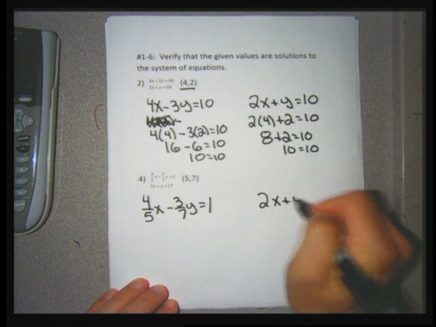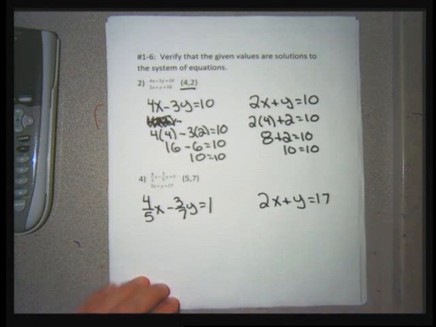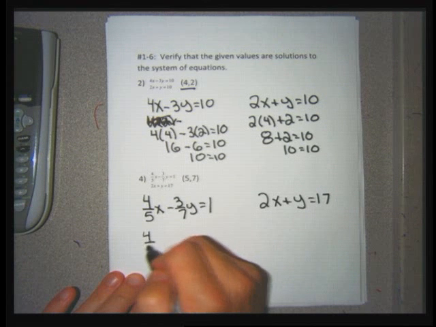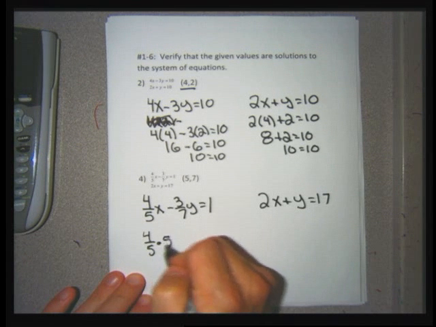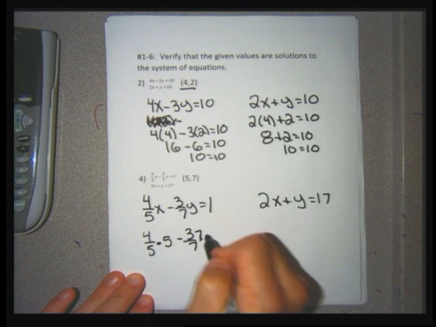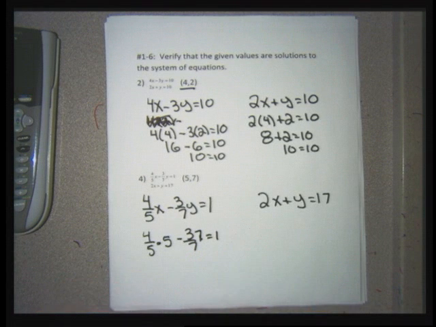And the other that's a little simpler. I'm supposed to verify that (5, 7) is a solution to this system of equations, which means if for both equations I plug in 5 for x and 7 for y, then I'm supposed to get a true statement.